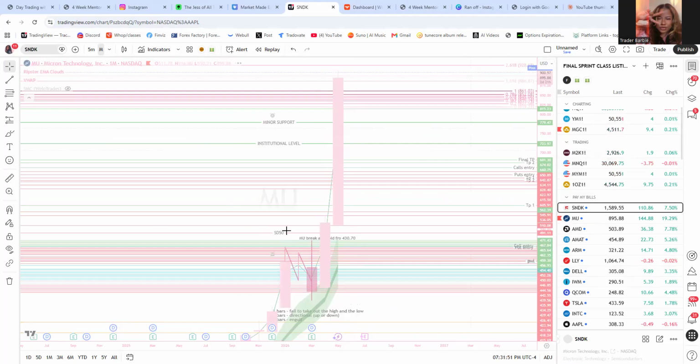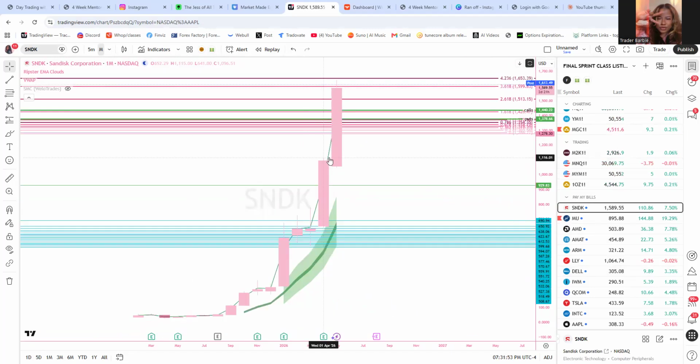Same thing with SanDisk, right? Oh my goodness. Would you look at that? We broke above the previous month, just April, down here in the 1100s, and now we're at the 1600s. Yes. And is that a wick down there? Well, would you look at that? It is. So boom, mark that wick.